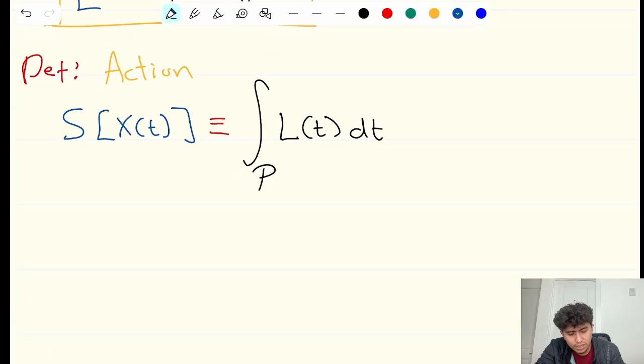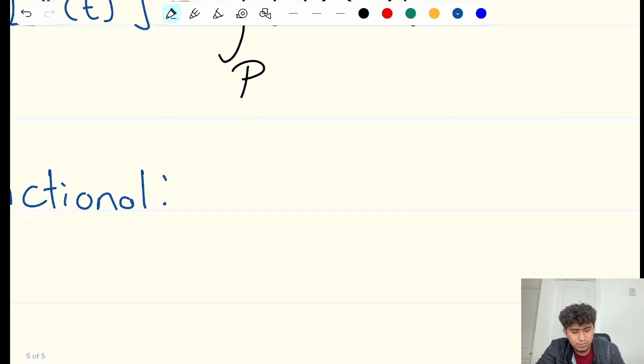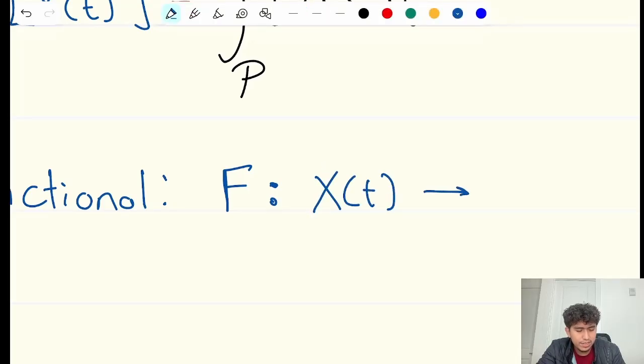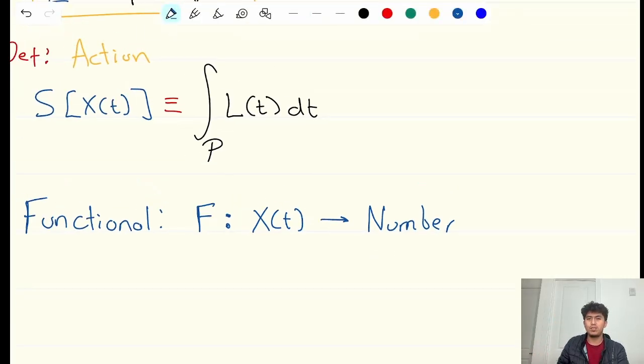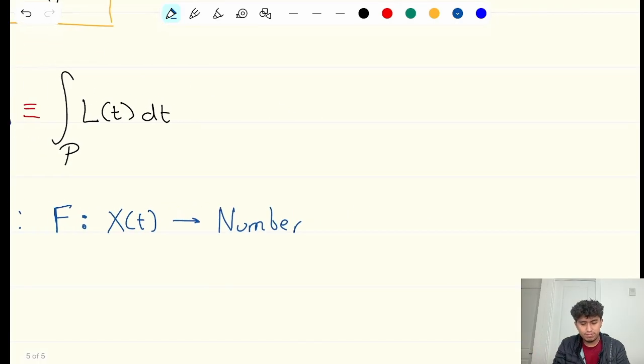And why is it a functional? The definition of a functional is very simple. You have some function, let's say this f. You take a function, for example, a path. A path is a function, and this is going to give you a number, like 8, 9, some number. So that's the definition of a functional: take a function, give you a number.